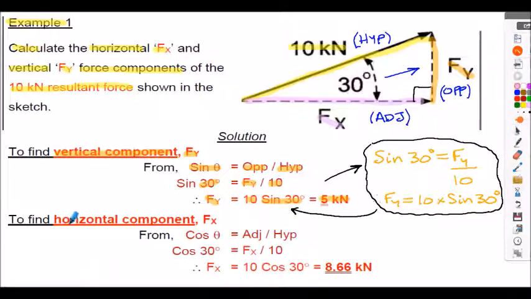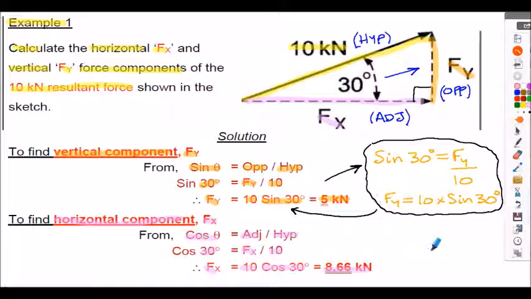And then to find the horizontal component, Fx, labelled in the above sketch, we use the cos function. We're trying to find the adjacent side given the hypotenuse side and the angle, so that's the cos function. So cos of angle theta is equal to the adjacent side divided by the hypotenuse. So in this case, that's cos of angle 30 is Fx, the adjacent side, divided by 10 kilonewtons, the hypotenuse. Again, rearranged in a similar way as above, the Fx is equal to 10 multiplied by the cos of angle 30 degrees. And again, evaluated on my calculator, that becomes 8.66 kilonewtons. It's actually a recurring number here.